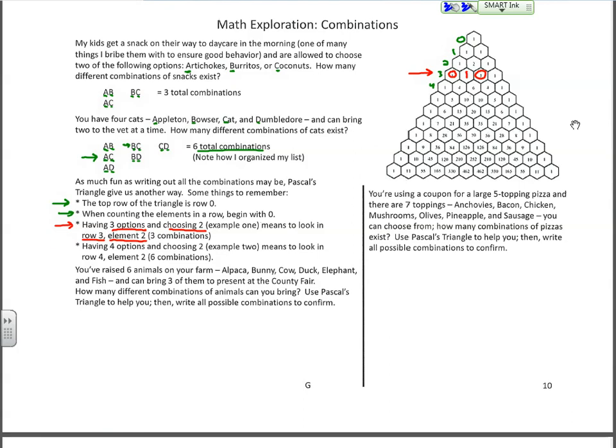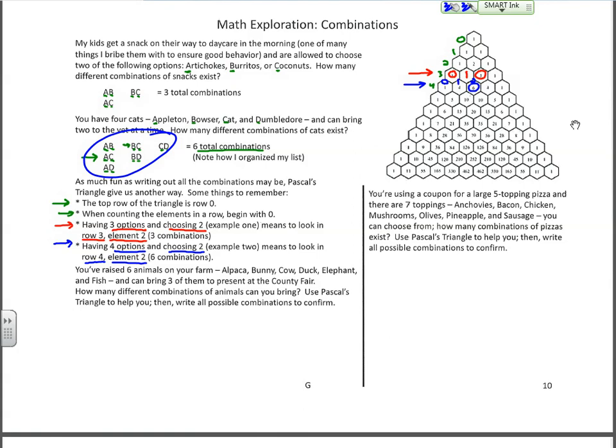The second example here, having 4 options, 4 cats, and bringing 2 to the vet at a time means to look in row 4, element 2. Well, row 4 is right here. Here's element 0. Here's element 1. Here's element 2. That's 6. 6 combinations, which is what we found by writing them all out. All right, let's go to where the work begins.